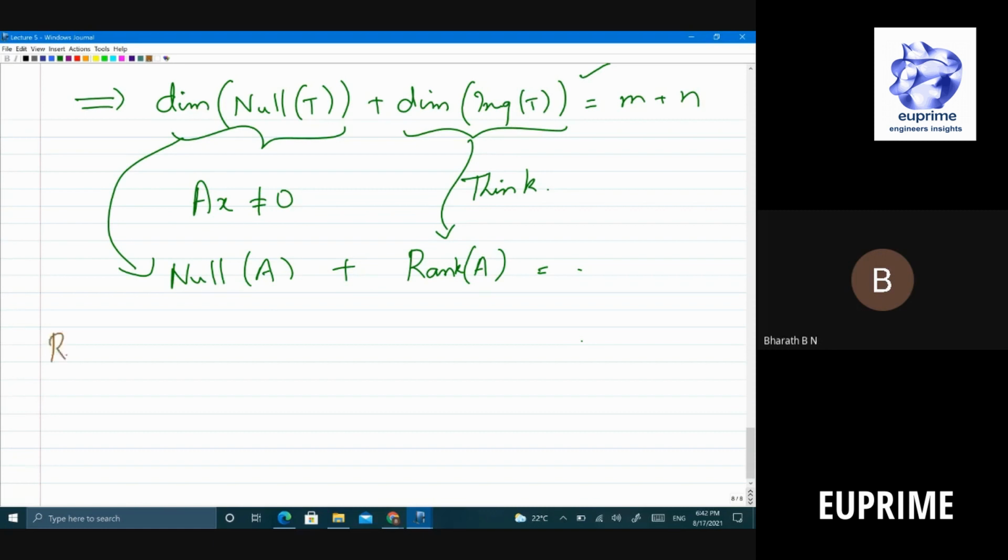So row rank, the number of linearly independent rows, is equal to column rank, that is the number of linearly independent columns. That's what we defined rank to be, right? Okay, so how do you prove this? Any idea? How do you prove that row rank is equal to column rank?